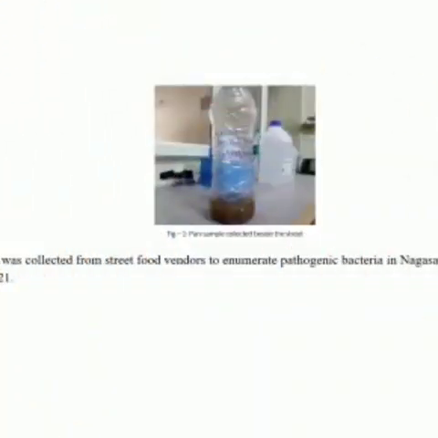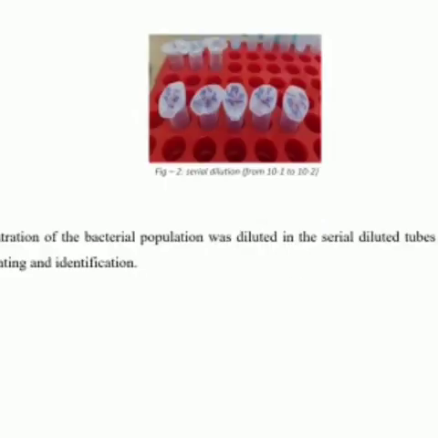In order to isolate and identify the pathogenic bacteria, we used molecular techniques, microbiological techniques, and also bioinformatic tools. We collected pani from the street food vendors in Nagasandra of Bengaluru. Then the sample was subjected to serial dilution in order to reduce the bacterial population during culturing.